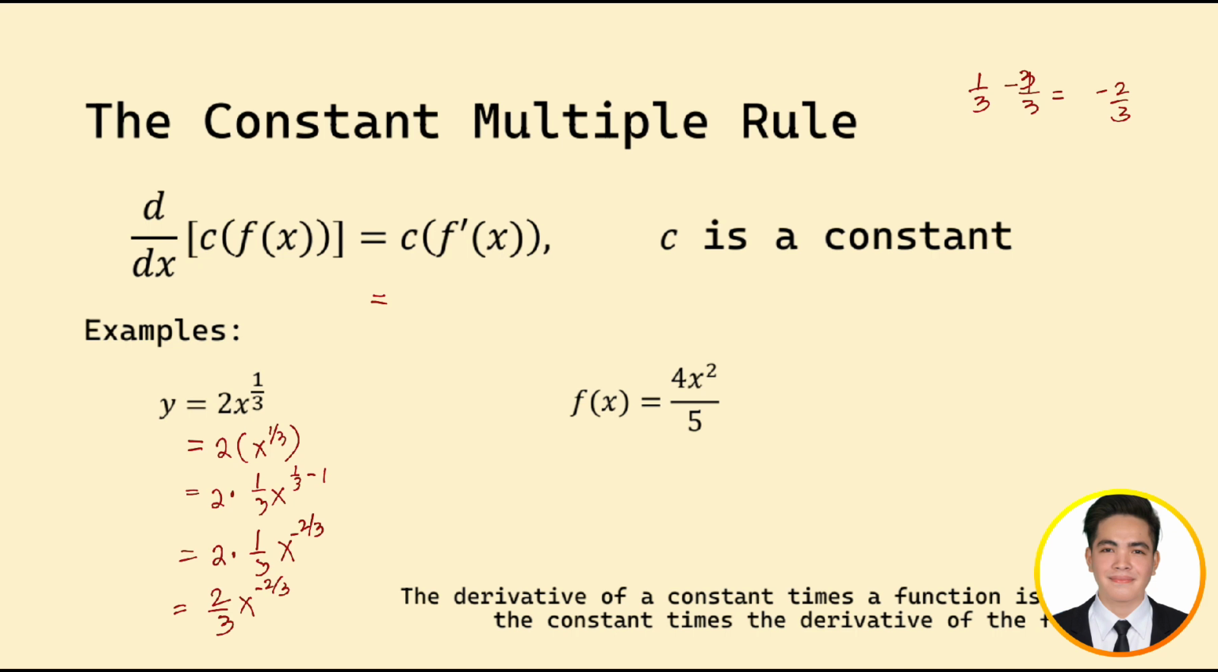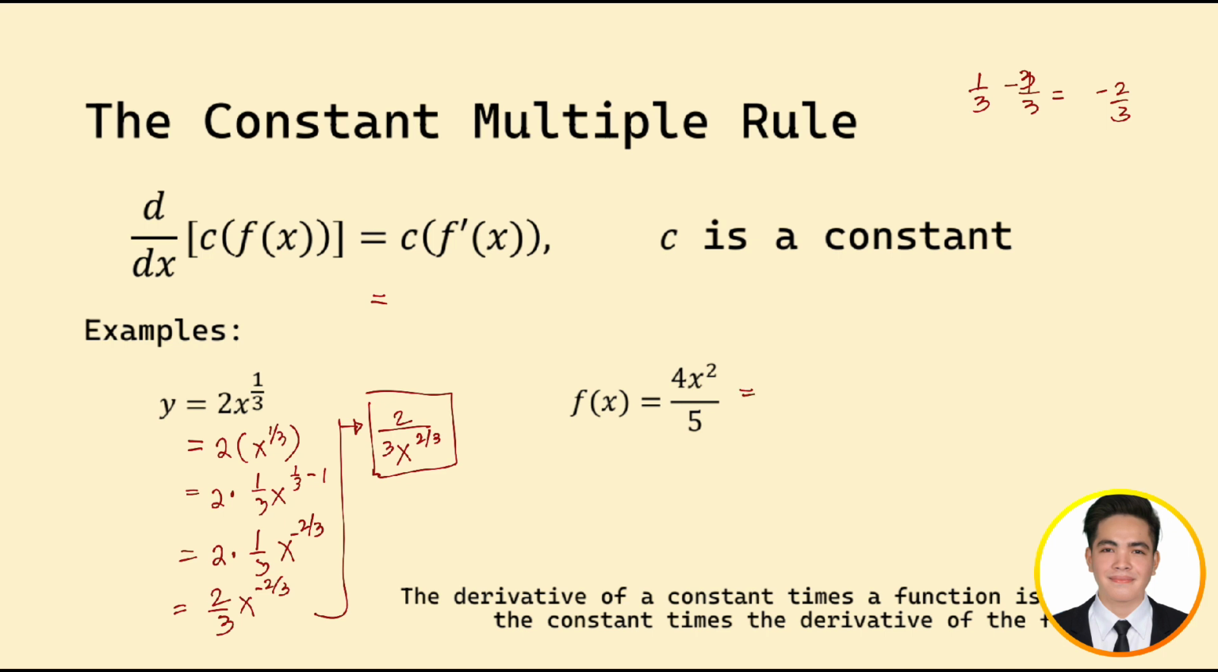Since the exponent of the x is negative, we could bring this to the denominator. So we have 2/3 x raised to, so this is the answer, 2 over 3x raised to 2/3. Did we get this right? Yeah, that's correct. Next example.